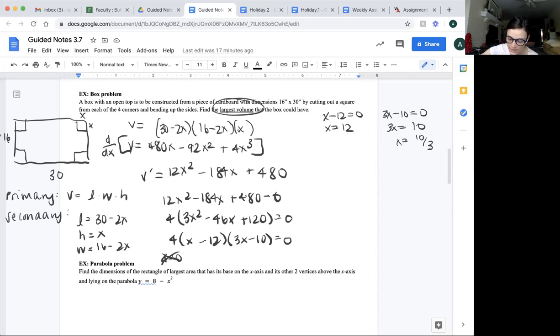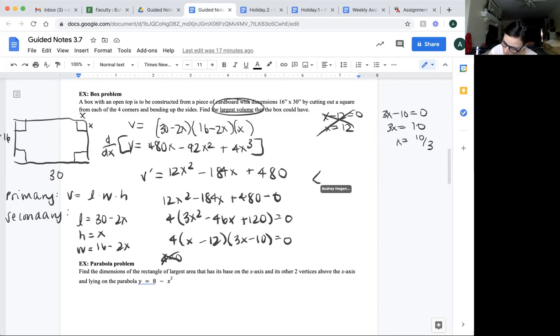I'm going to stop here, and again, I'm going to think about my answers. x equals 12. Look at the dimensions, or look at my picture. If x is equal to 12, I have a funky looking box. Okay, so x equals 12, not a logical answer. So that leaves me with x is equal to 10 thirds.